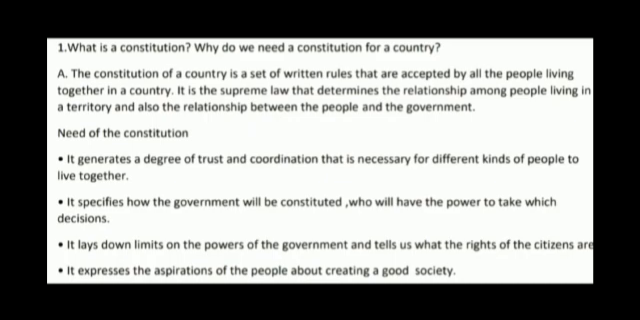Now, need of the constitution. It generates degree of trust and coordination that is necessary for different kinds of people to live together. It specifies how the government will be constituted, who will have the power to take which decisions. It lays down limits on the powers of the government and tells us what the rights of the citizens are. It expresses the aspirations of the people about creating a good society.